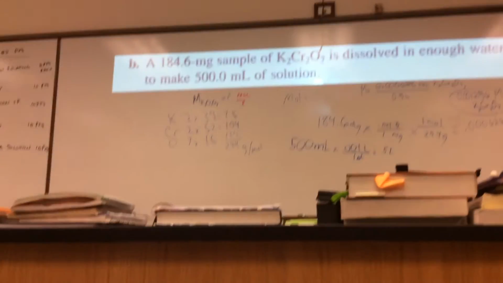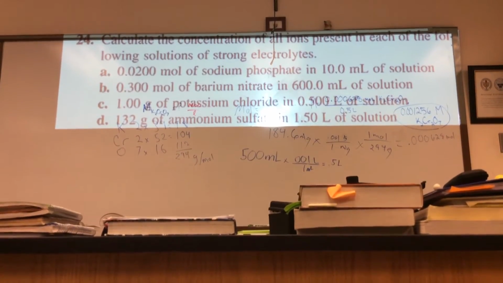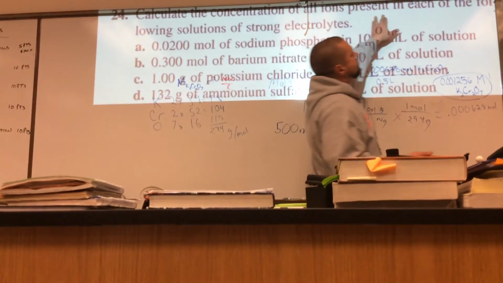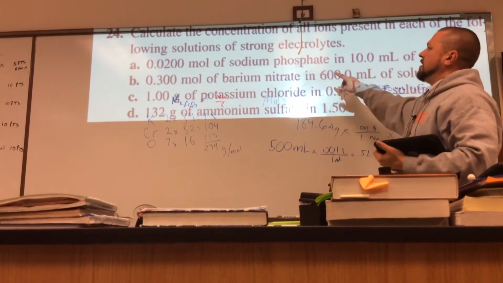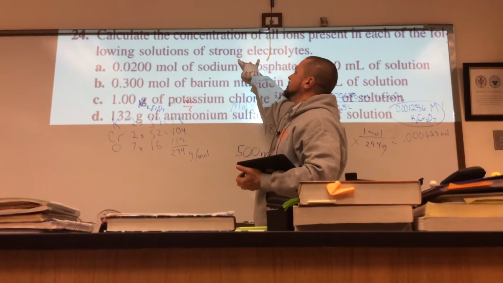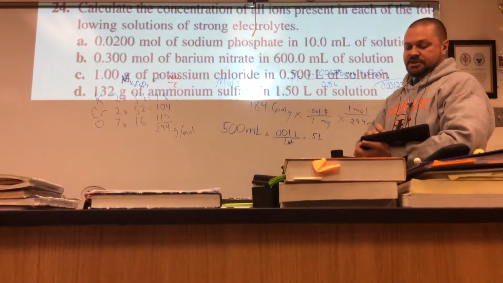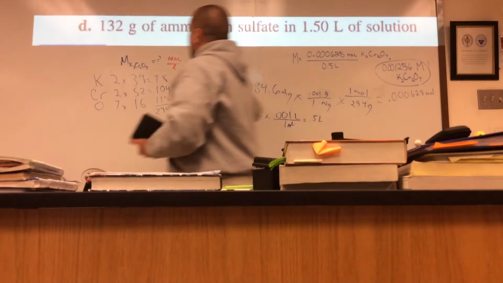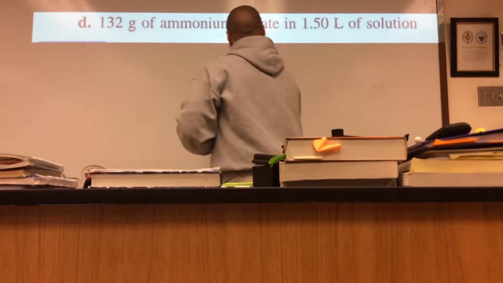All right, now let's look at this problem here. Okay, now, again, this cuts off, I understand. It says calculate the concentration of all ions present in the following solutions of strong electrolytes. Okay, now again, the words strong electrolytes here, that just means everything's going to dissociate. Everything's going to break apart. And I want you to do it for just D. So we're calculating the concentration of all ions. So there you go. All right, so if we're calculating concentration of all ions, that's the first thing we need.